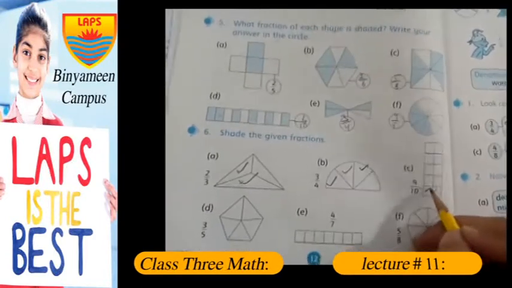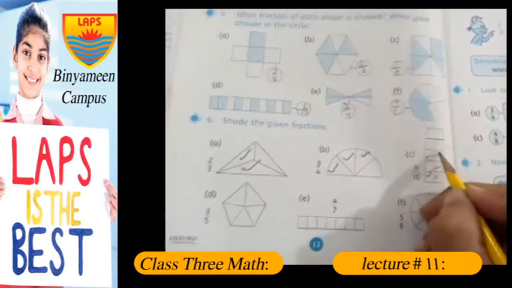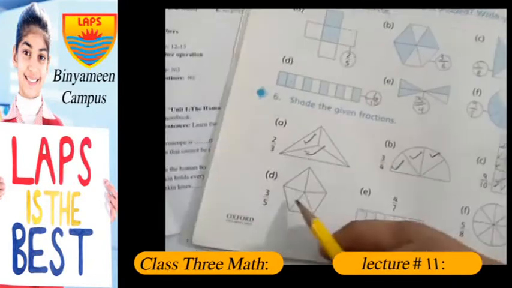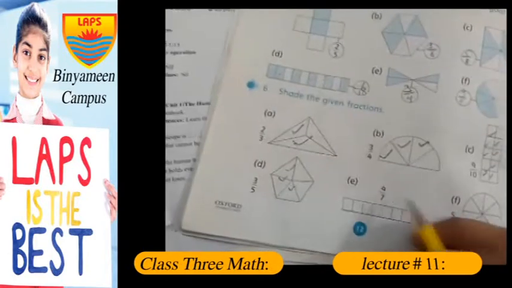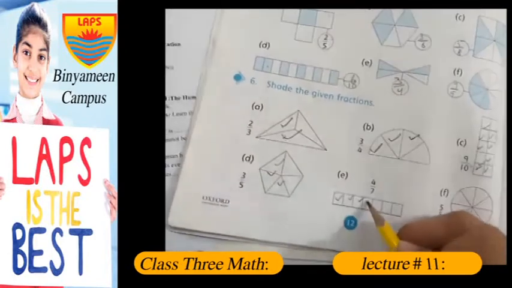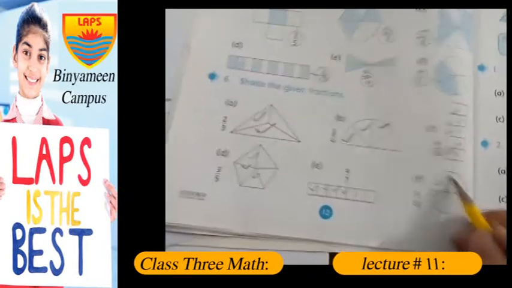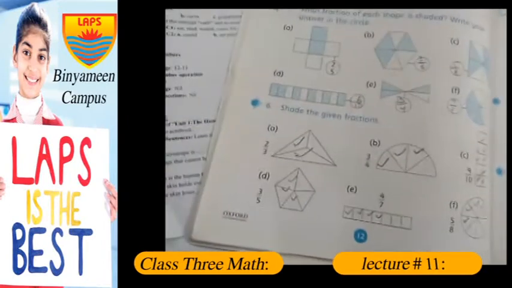9 of them will be colored, shaded. 1 2 3 4 5 6 7 8 and 9, these parts will be shaded. 3 of them will be shaded, and 4, 1 2 3 4, these parts will be shaded. For that, 1 2 3 4 and 5 of them will be shaded.